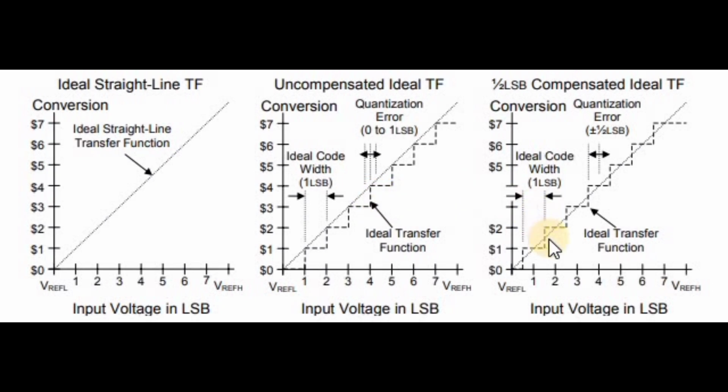But if you see the third diagram, instead of getting this type of dotted line, I am getting like this. Though the ideal code width is 1 LSB, there is a change in the ideal transfer function, right? This is my ideal transfer function, but instead of getting like this, it gets deviated by this one. You can see the quantization error here is plus or minus 1 by 2 of LSB. This is called compensated quantization, whereas this one is called uncompensated quantization.